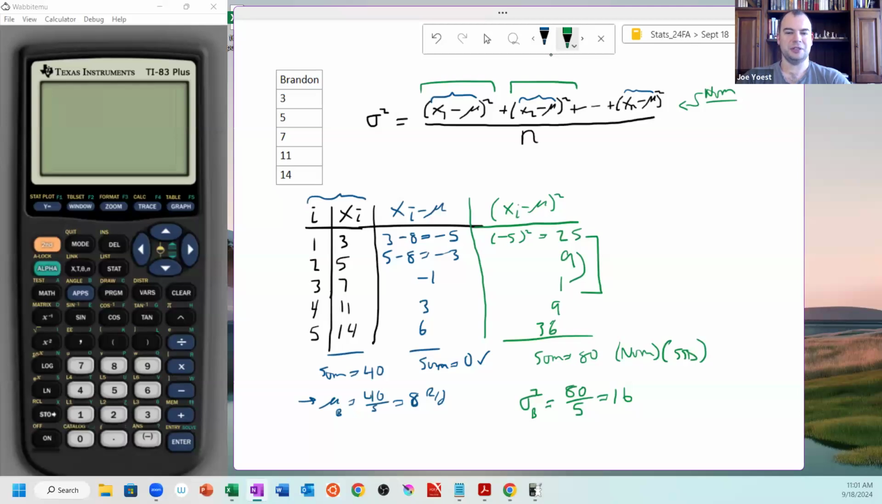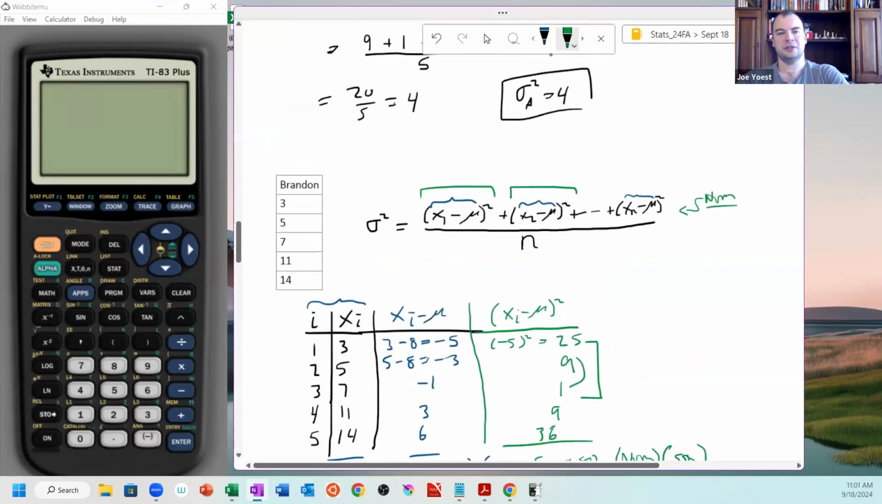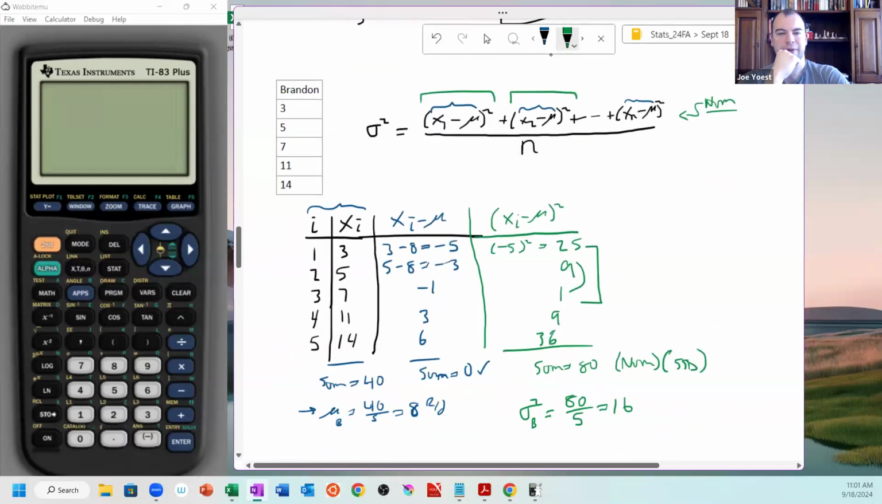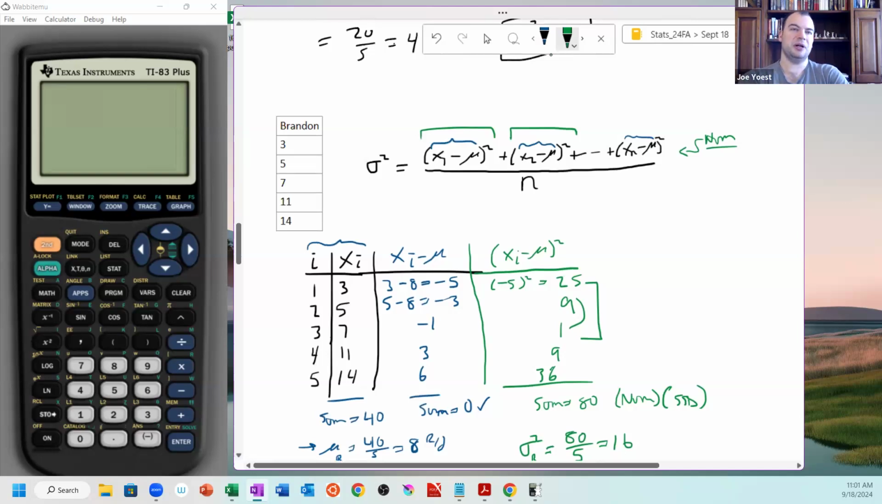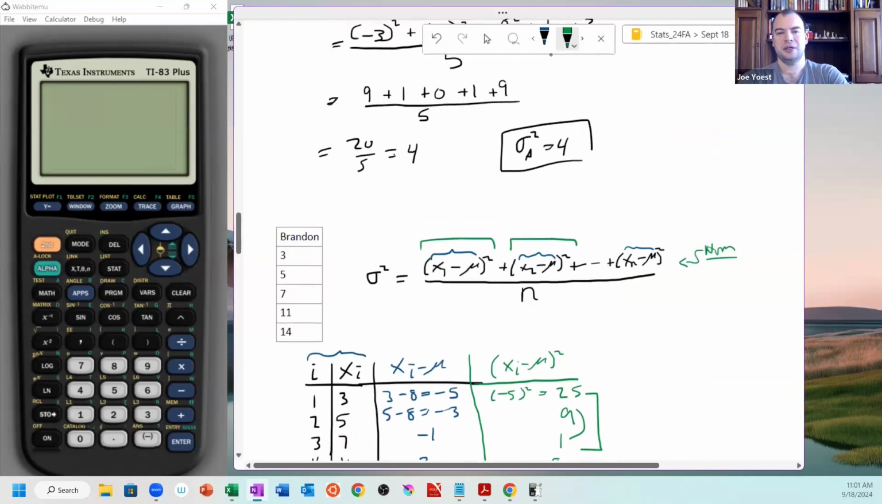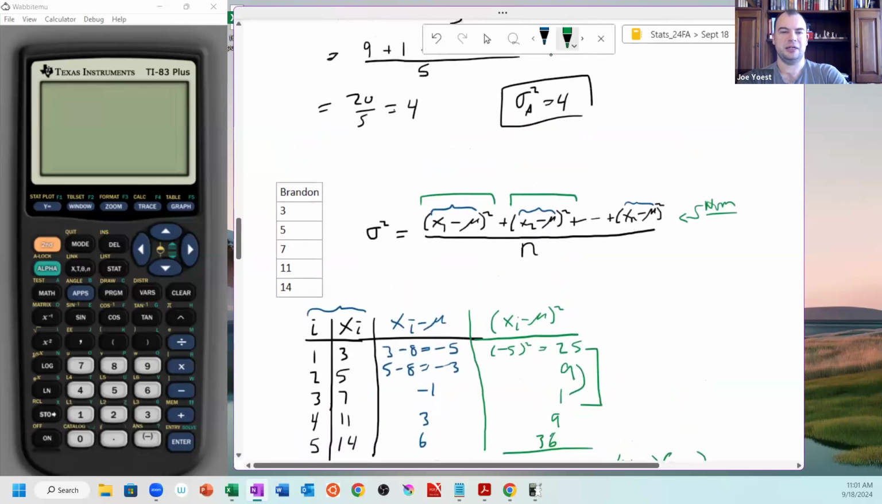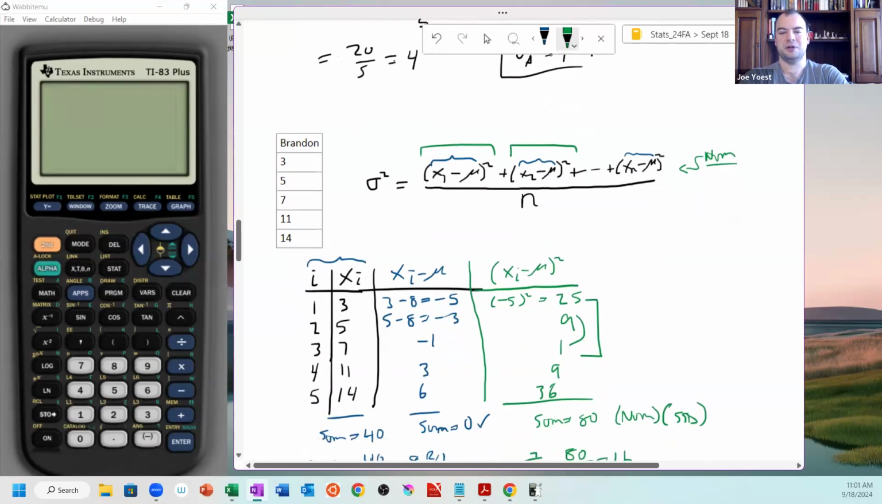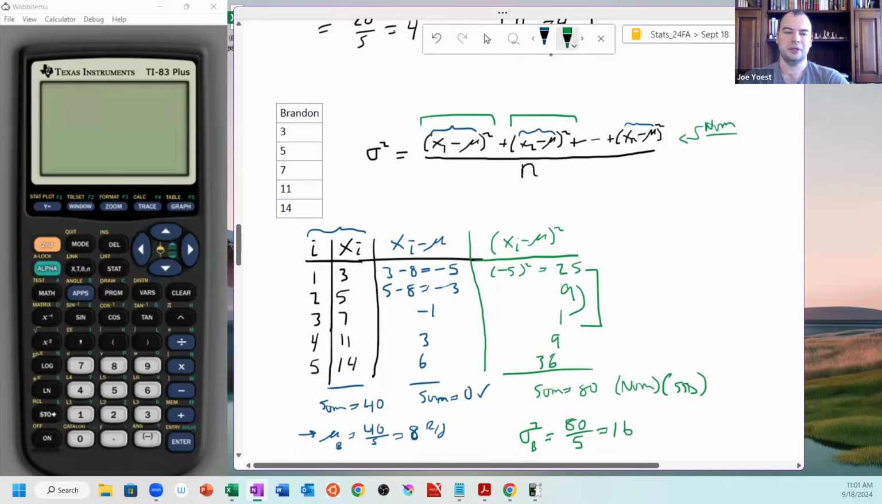So Brandon's variance is 16, Ashley's variance is 4. Now, this looks like a reasonable measure of variation. I might look at this and say, okay, similar context, similar units. Maybe Brandon's data is about 4 times as variable as Ashley's because 16 is 4 times as big as 4. I want to be a little bit careful here, though.